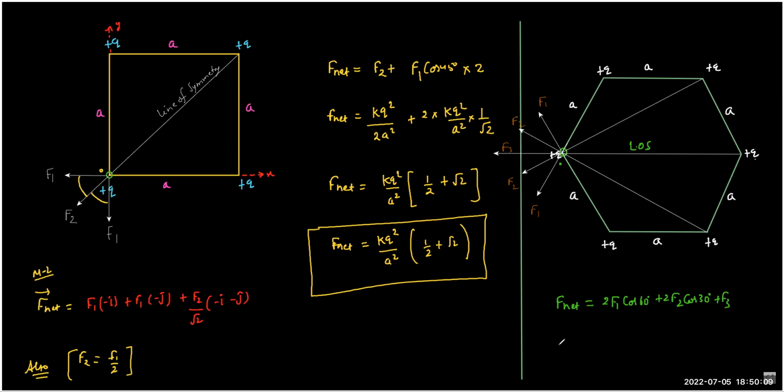And now you are just supposed to substitute the value of F1. F1 is KQ square by A square because it's the nearest location. What about the F2? How far are these charges? What is this? In a hexagon, this is 60 degrees. So this is 30 actually. So this is also 30, 30. So can you find x now? Now it's easy.